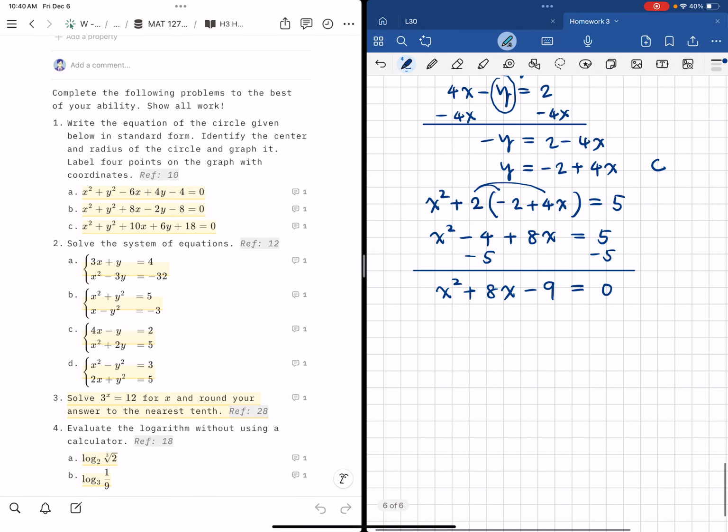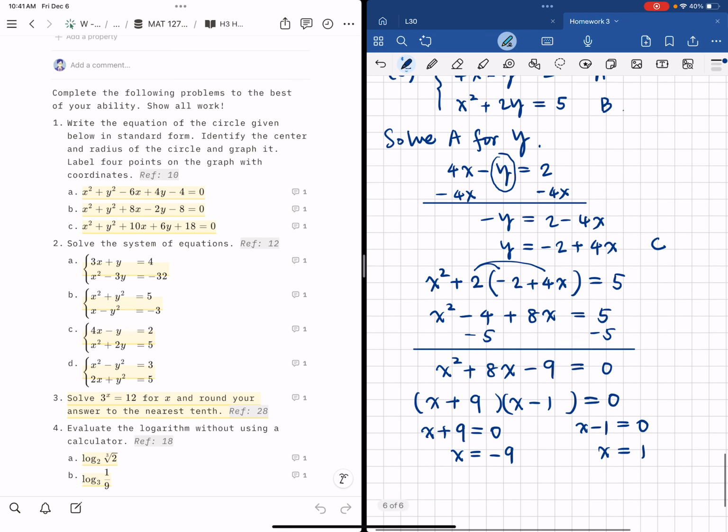And I would say this is also factorable. x and x gives you x squared. If I do positive 9, negative 1, I will get the correct one, right? 9 times negative 1 is negative 9, 9 plus negative 1 is positive 8. Zero product property: x plus 9 could be 0, x minus 1 could be 0. So x is negative 9 or x is positive 1.